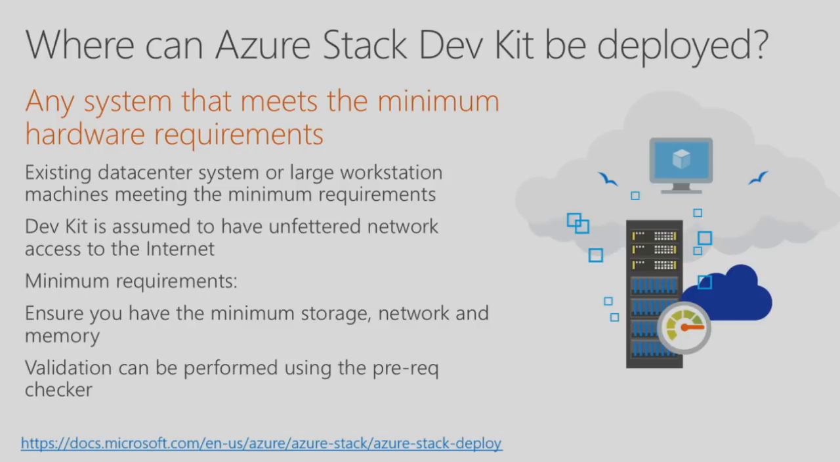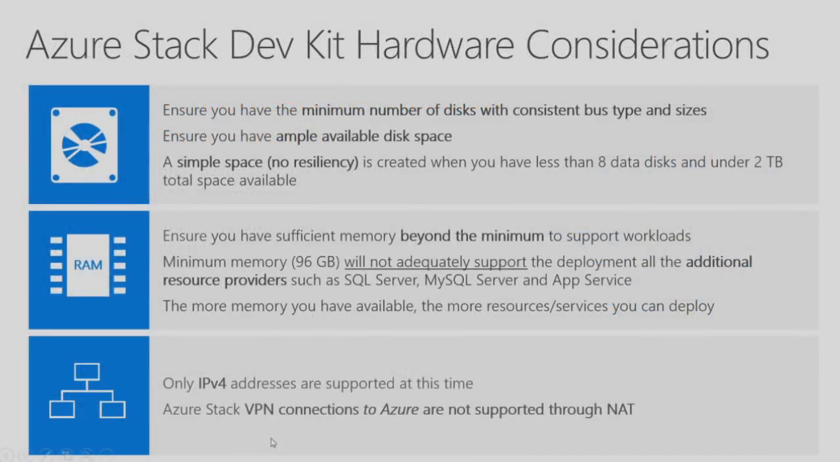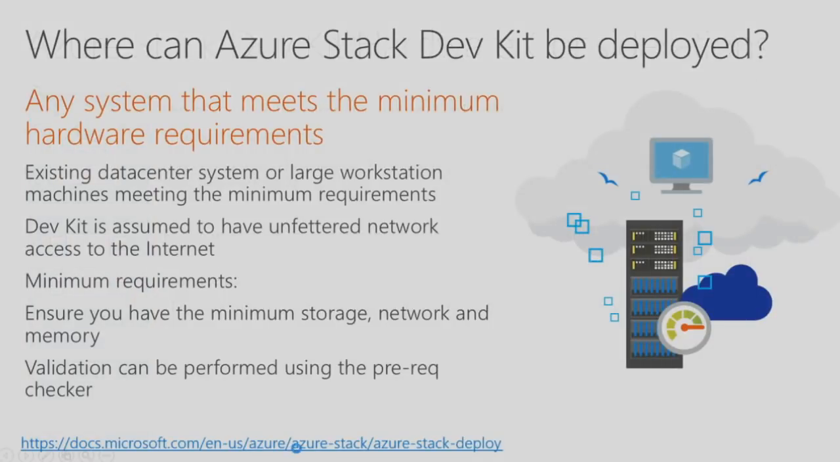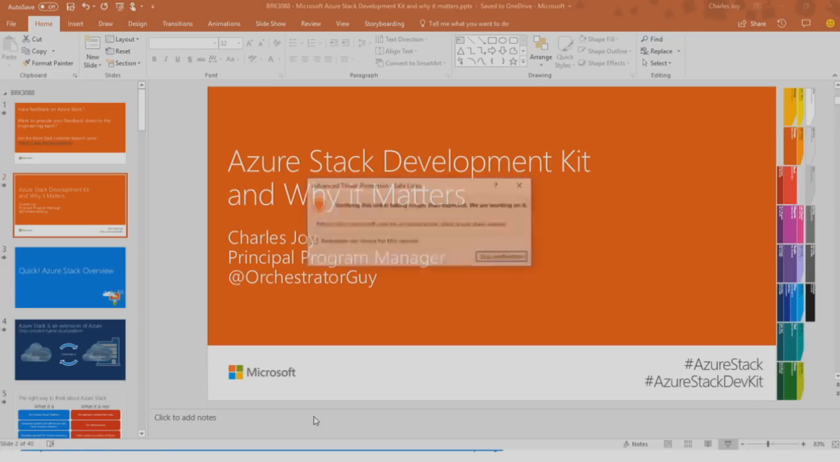There's a link to the minimum requirements. You can find it on our docs. Essentially, the minimum requirements are 96 gig of RAM. Why don't I just click on the thing since I can? That's not what I wanted. Yeah, couldn't find my mouse.